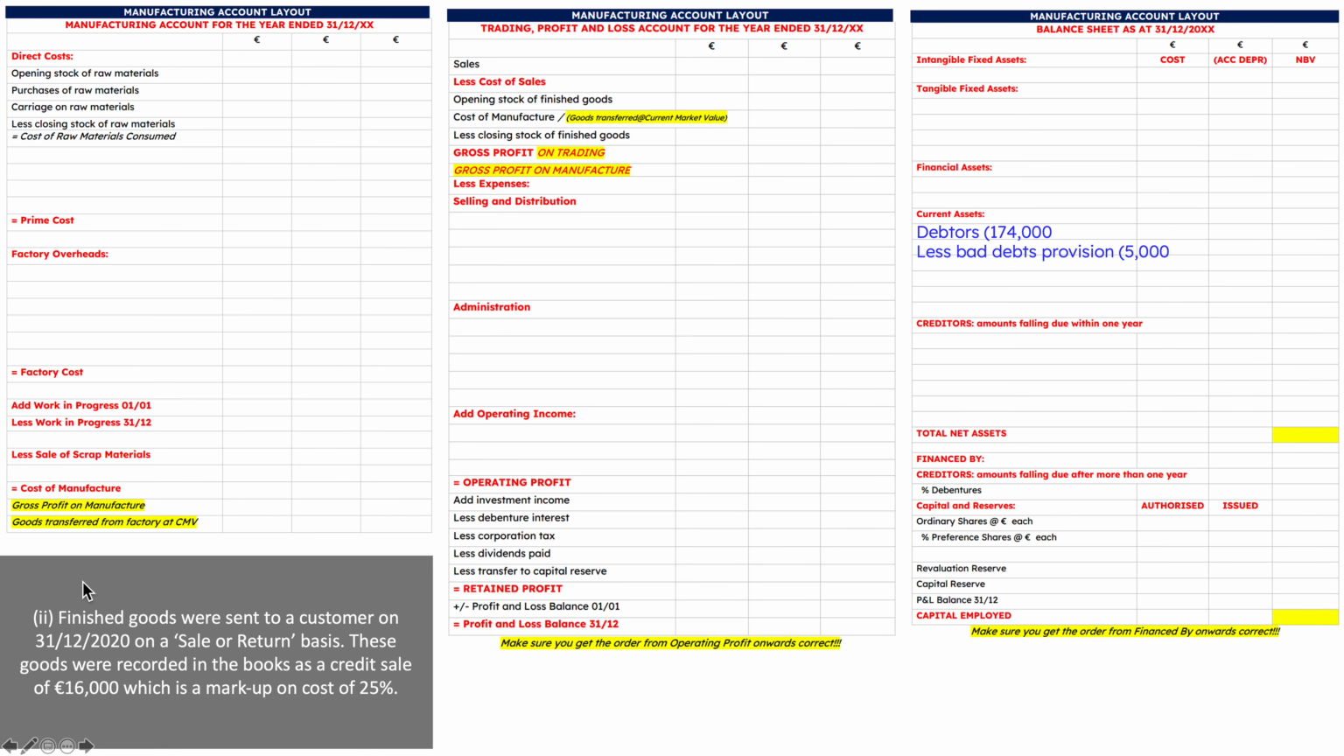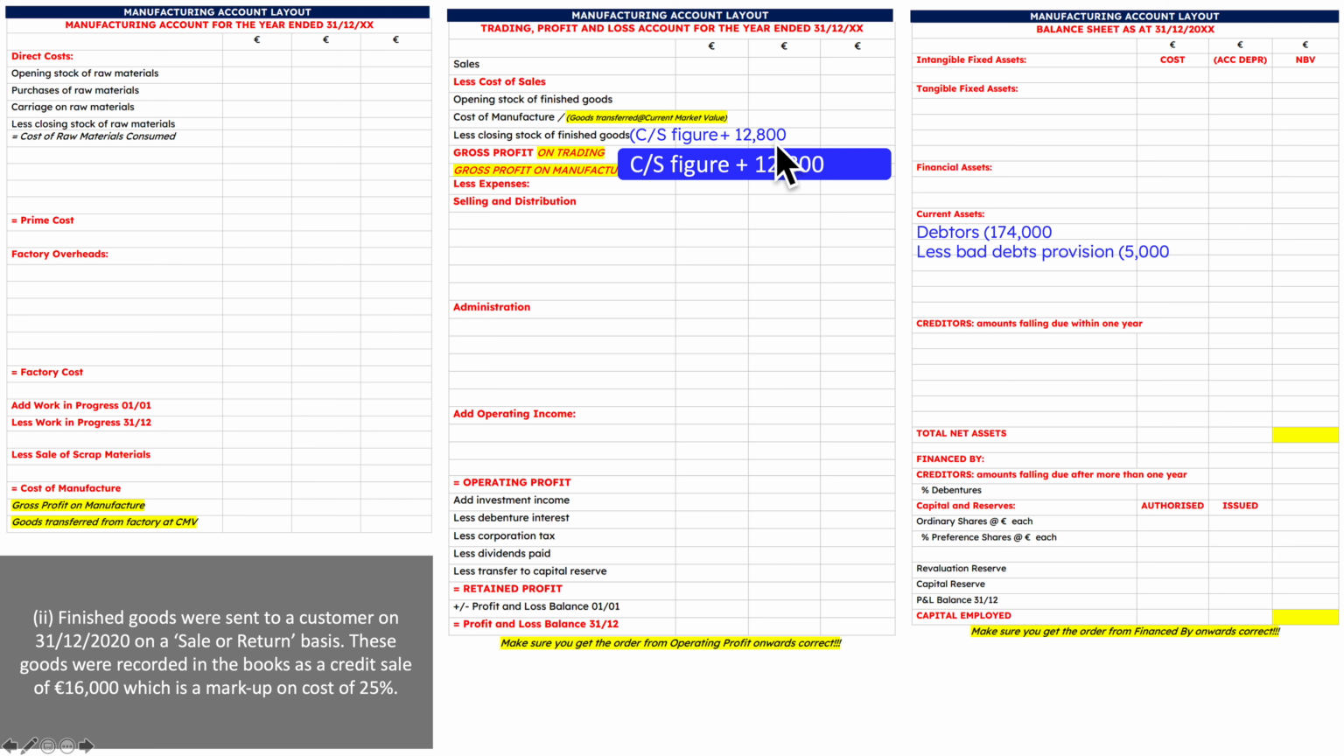So the first one, finished goods sent to a customer on a sale or return basis. Okay, so these were recorded as a credit sale, and they shouldn't have been, because there was an agreement there to say if I don't sell them, I don't have to pay for them. So the bookkeeper did that in error. So to the closing stock of finished goods, we add the cost price of the goods back there.